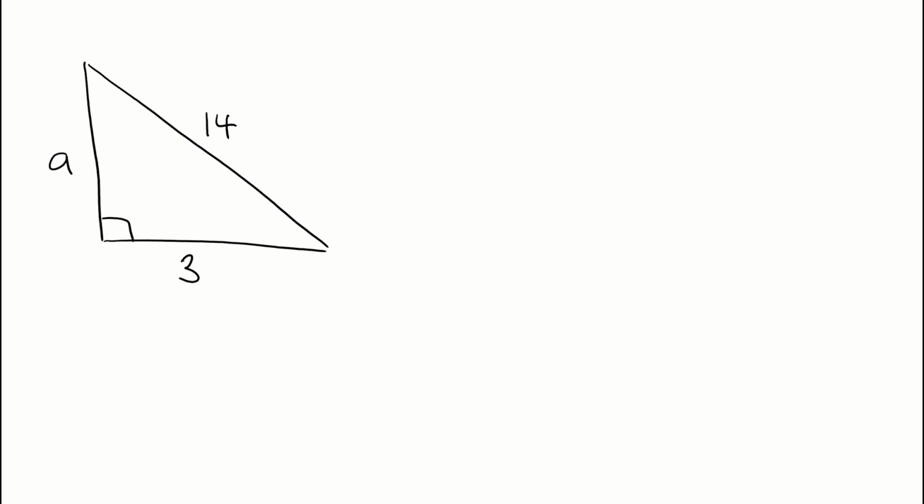My longest side is the one opposite my right angle, so it's this side here. So 14 is going to be my C. And my 3 here is going to be my B because A has already been denoted for me. So we're looking to solve for A here. We're looking for another short side. So we know our theorem is that A squared plus B squared is equal to C squared.